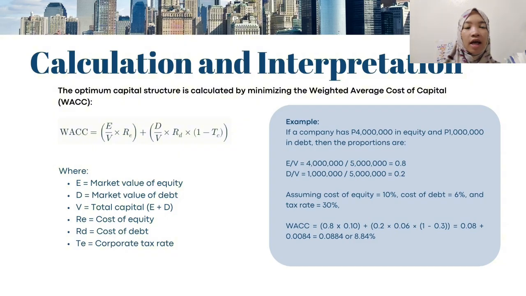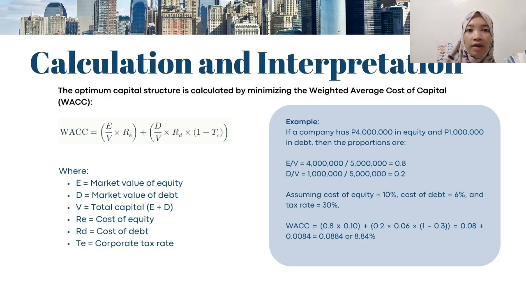We are now in the calculation and interpretation part of the optimal capital structure. So here we have the weighted average cost of capital. As shown on the screen, the optimum capital structure is calculated by minimizing the weighted average cost of capital. As shown in the slide, the formula for the weighted average cost of capital. But first, let us define the terms that will be used in the formula.